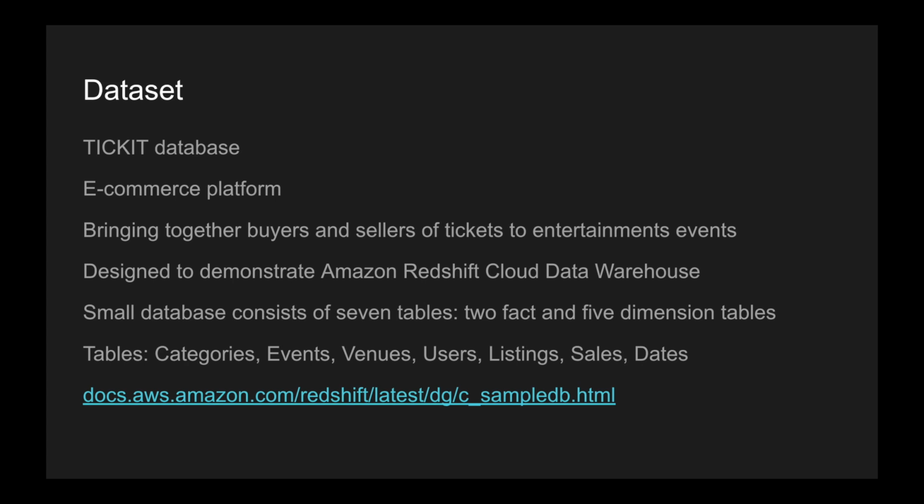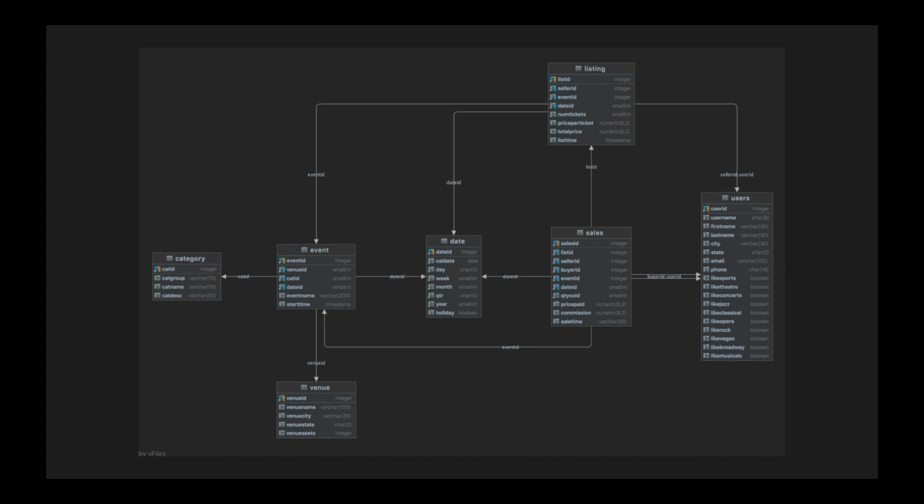The ticket database is a small database consisting of 7 tables, 2 fact and 5 dimension tables. The tables include categories, events, venues, users, listings, sales, and dates. The link to the ticket database is shown on the screen. Here is a schema diagram showing the relationship between the 7 ticket database tables.